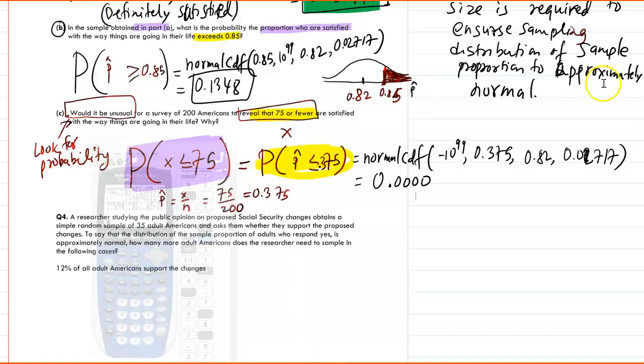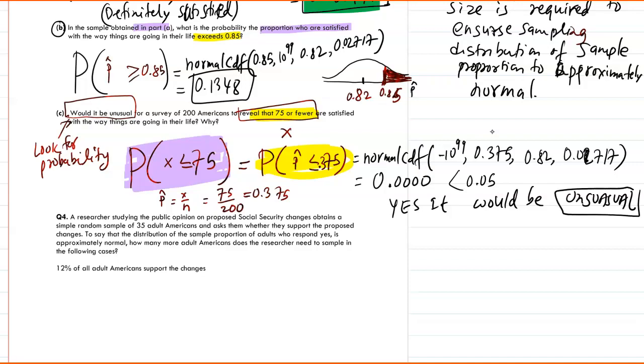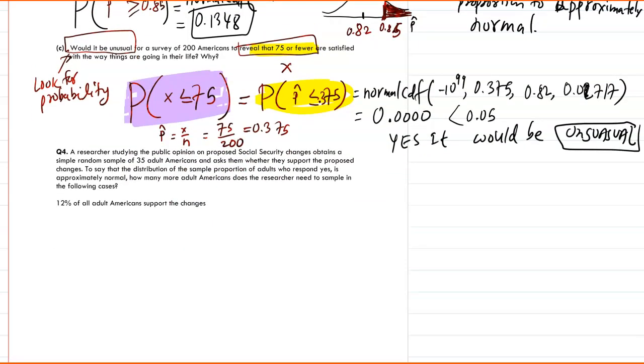Okay, that means this is less than 0.05, and it would be unusual, and it should say yes, it would be unusual. Make sense? Okay, that's question number 3. Let's do question number 4.